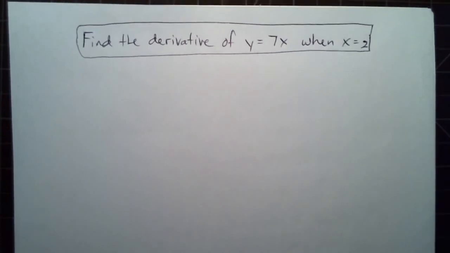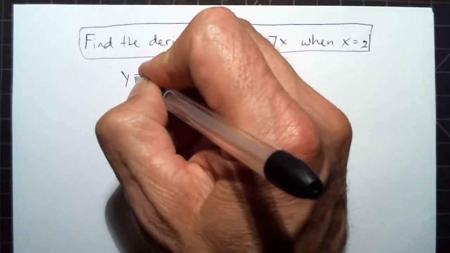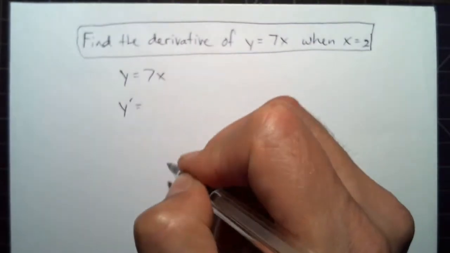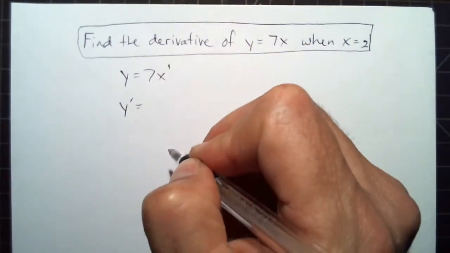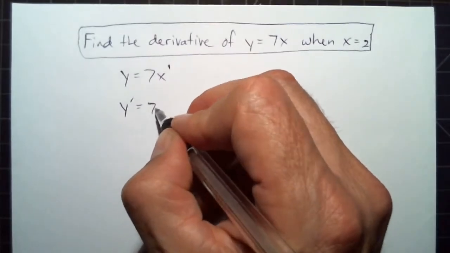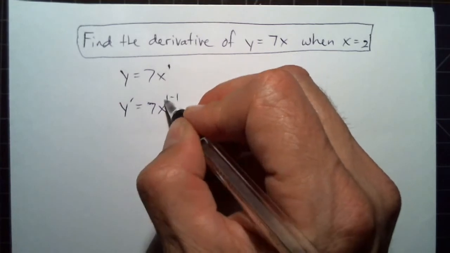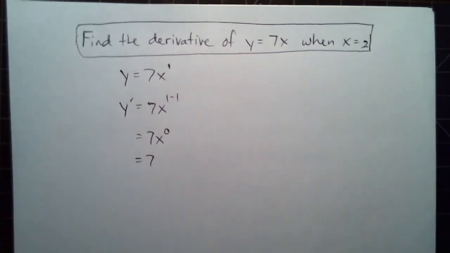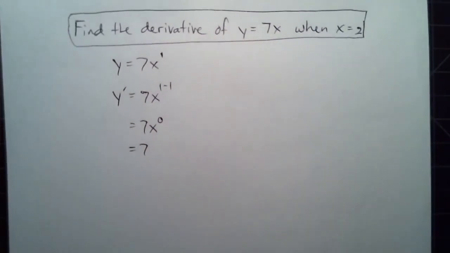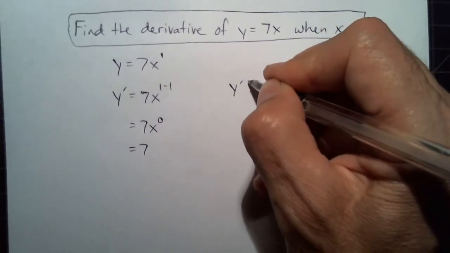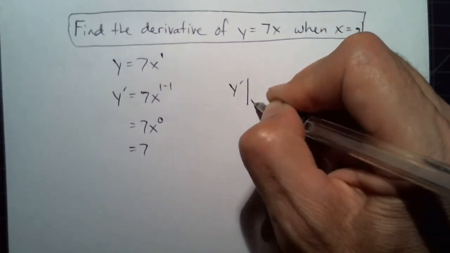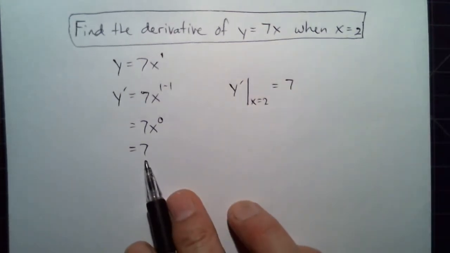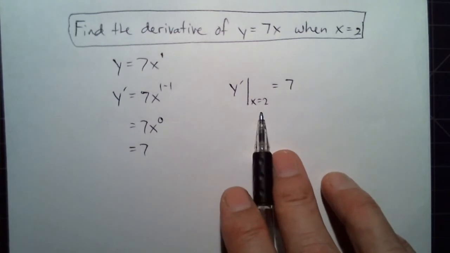Alright, and pause the video and try that one. So we have this equation. That's the notation for the derivative, and we'll use the power rule. There's an exponent of 1, so we'll go 1 times 7. 1 minus 1, so that's 7x to the 0, which is 7. The slope is, or the derivative is 7. And then we could say that y prime evaluated at x equals 2 is 7. So the slope is constant, and it doesn't matter what x value we use.